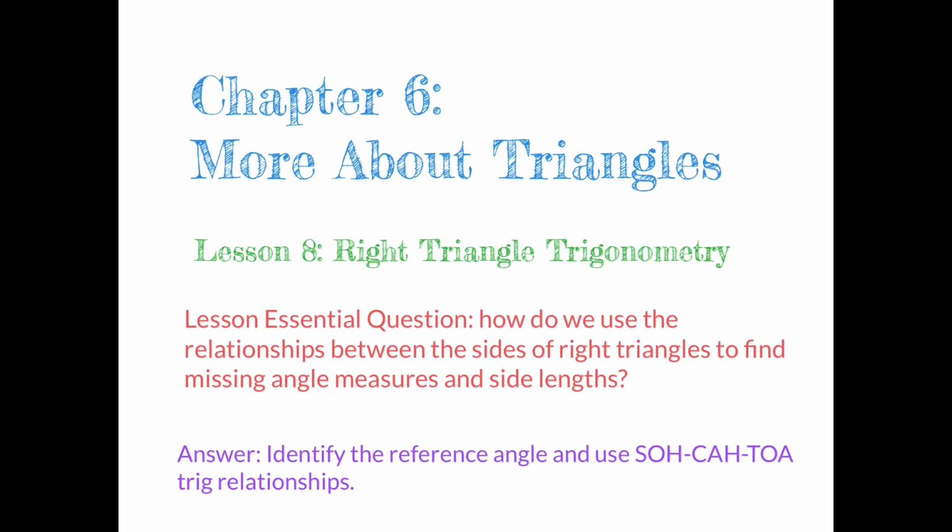So how do we use the relationships between the sides of right triangles to find missing angle measures and side lengths? We identify the reference angle and use SOHCAHTOA: sine equals opposite over hypotenuse, cosine is adjacent over hypotenuse, and tangent equals opposite over adjacent. Trig relationships.